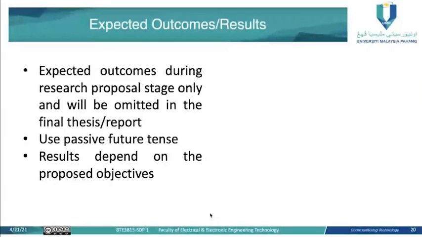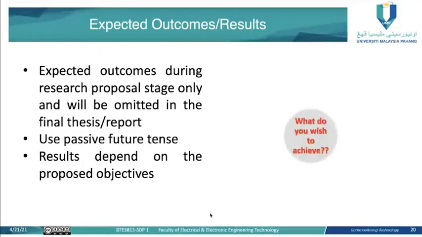Results depend on the proposed objective. If our objective number 1 is to compare the existing work, your result will be a comparison of the existing work. I mean, you are going to show some comparison. If you say evaluate the energy efficiency of this system, your result will be graphs for energy efficiency. If you say evaluate, for example, the power or the current or the voltage, whatever, your result will be the same elements that you mentioned in your objective, and they should come out as your result later on.